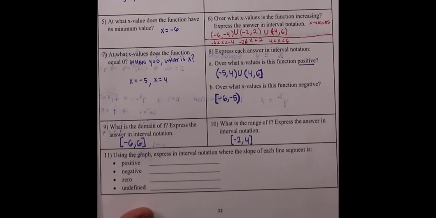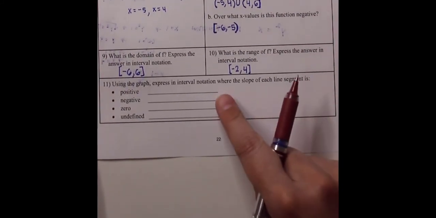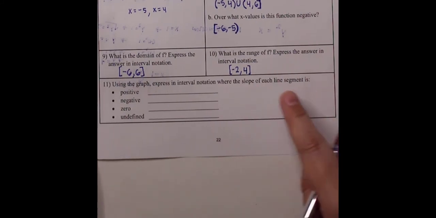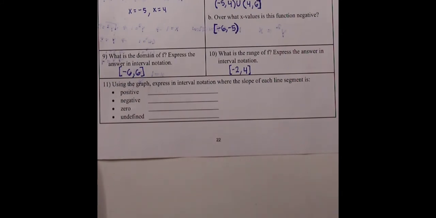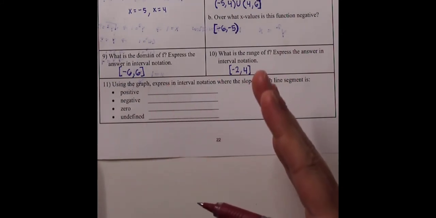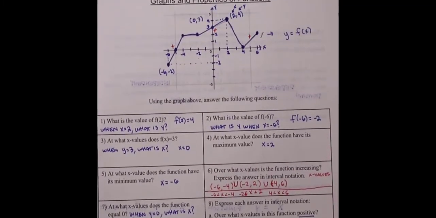The last part on this one, number 11 here: using the graph, express in interval notation where the slope of each line segment is the following: positive, negative, 0, or undefined. So let me remind you really quick. Slope is like the steepness of a line. It's rise over run, if you've heard that before.